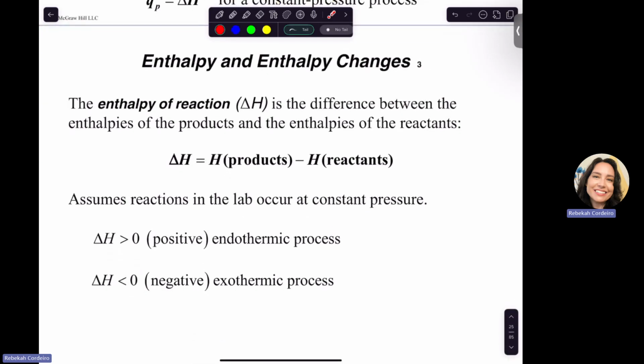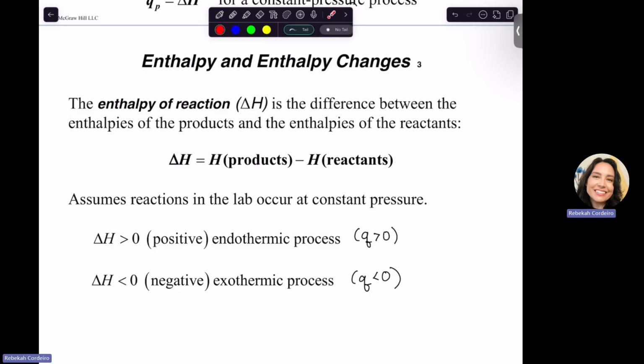So the enthalpy of reaction is basically the enthalpy of the products, the thermal energy of the products, minus the thermal energy of the reactants. Change in anything is always final minus initial, so products minus reactants. Assume that everything is occurring in the lab at constant pressure. And because the Q and the enthalpy change are the same, a positive Q is endothermic, and a negative Q is exothermic. So a positive change in enthalpy is endothermic, and a negative change in enthalpy is exothermic.